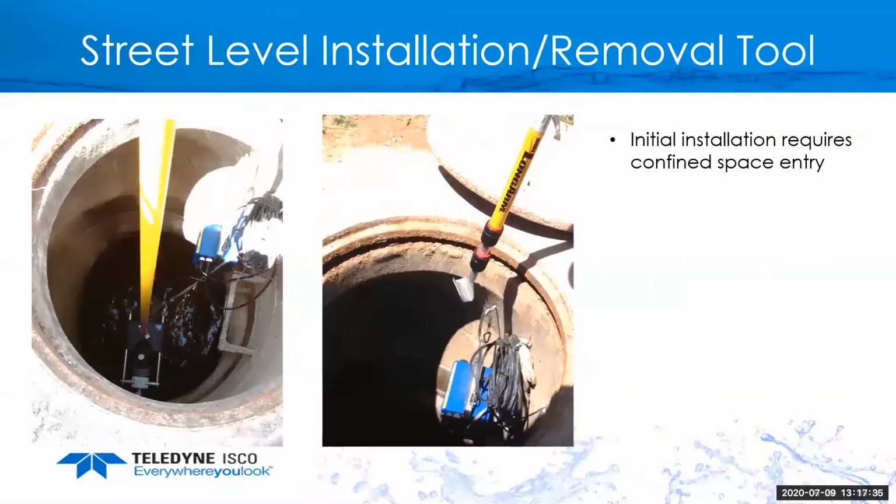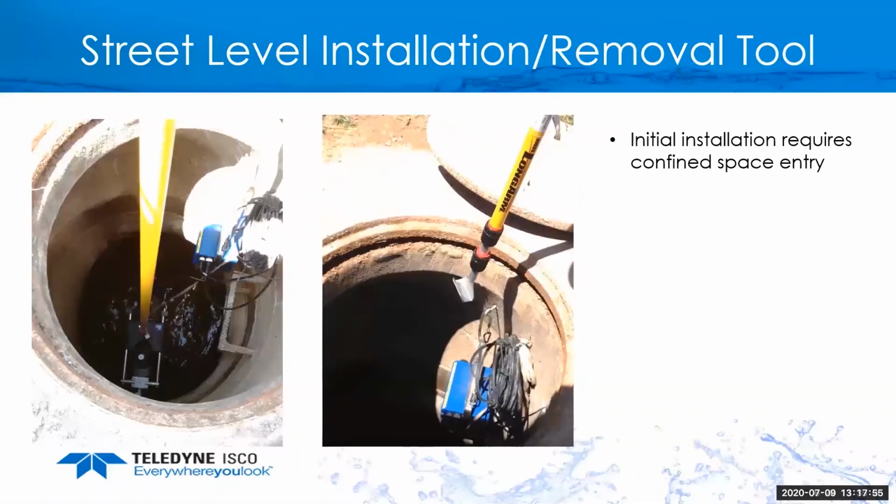Okay, so how do we get these things out? Typically you're going to require an initial manhole entry in order to mount the bracket. But once you get that bracket installed, you really shouldn't have to go in there. One way that we get around that is with this street level installation and removal tool.